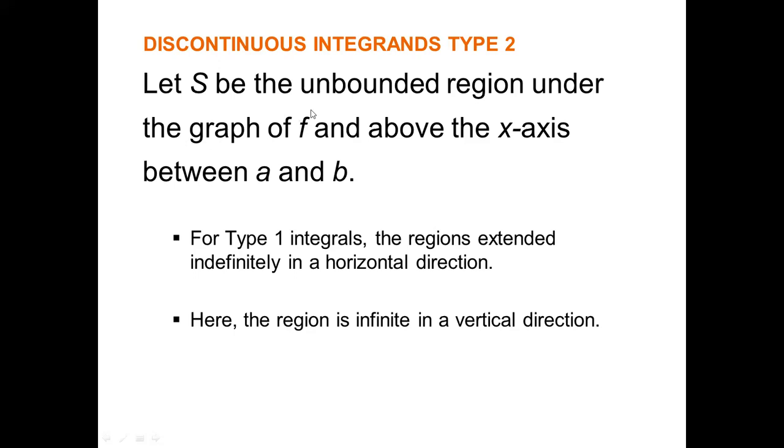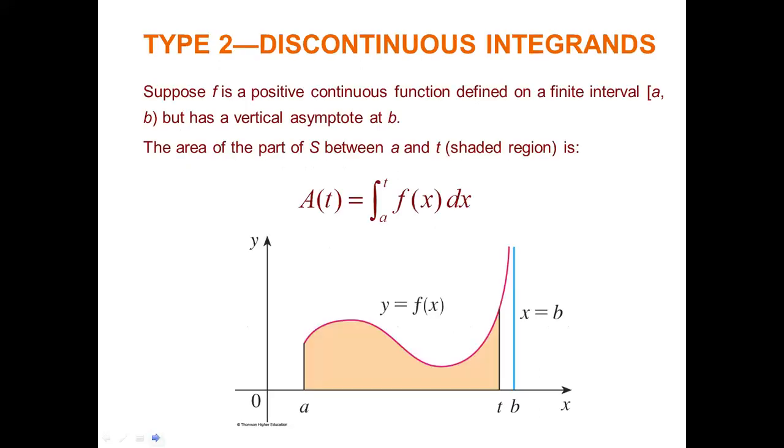So let S be an unbounded region under the graph of f and above the x-axis between a and b. For type 1 integrals, the region extended indefinitely in the horizontal direction. Here, the region is infinite in the vertical direction. So there is infinity in the vertical direction. Now we're talking already of type 2.